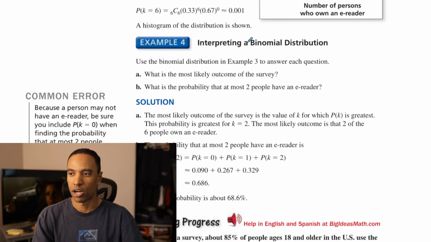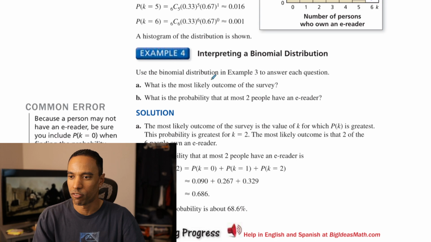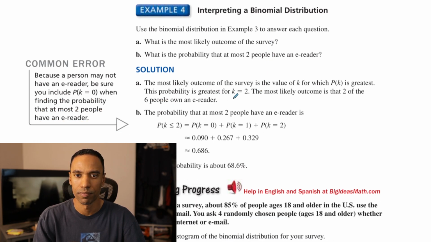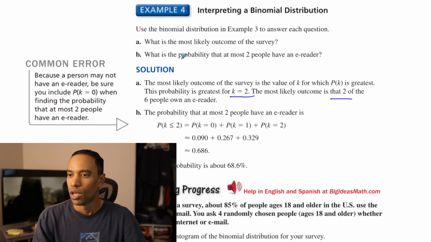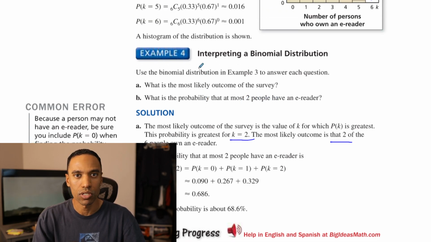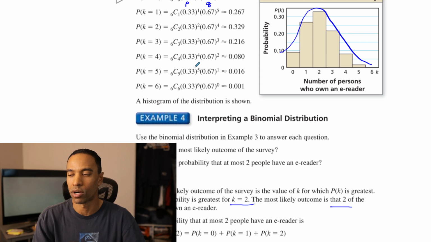All right, interpreting a binomial distribution. Here we go. Use the one from example 3 to answer the question. What's the most likely outcome of the survey? That 2 people will own an e-reader is the most likely outcome. That's what they're saying here. What's the probability that at most 2 people have an e-reader? So at most 2 means 2 or 1 or 0.